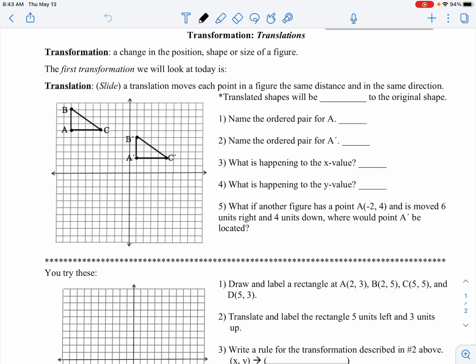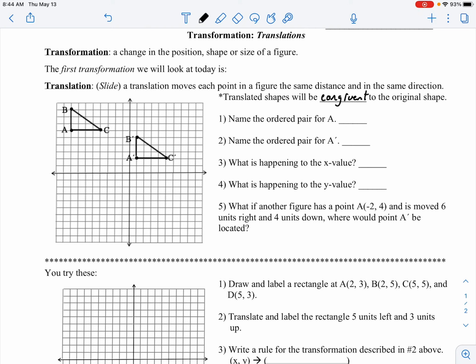A transformation is just a change in position, shape, or size of a geometric figure that we see on a coordinate plane. The first transformation we will look at today is translation, and translation is a fancy word for slide. All we're doing is sliding the shape to a new position, so it will be in the same orientation. A translation moves each point in a figure the same distance and the same direction.